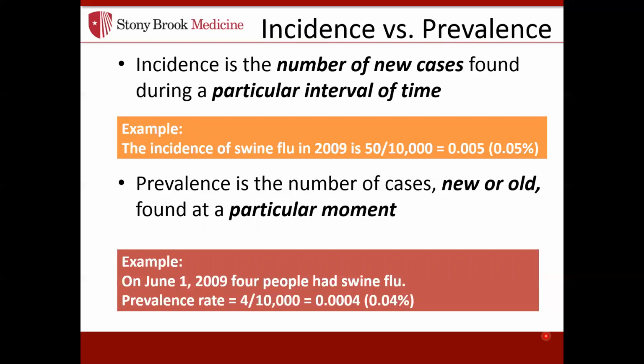Prevalence is the number of cases, new or old, found at a particular point of time. So for example, on June 1st, 2019, 4 people had swine flu. So the prevalence rate on June 1st, 2019 was 0.04%.